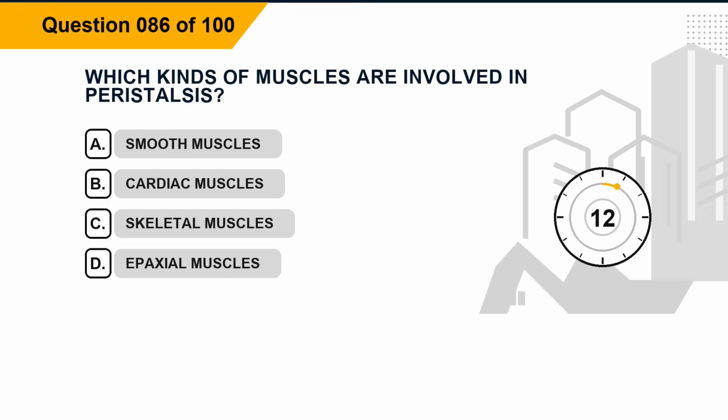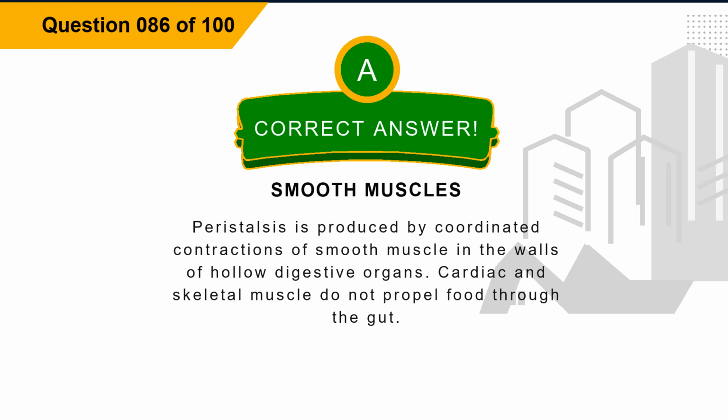Question 86. Which kinds of muscles are involved in peristalsis? Option A, smooth muscles. Option B, cardiac muscles. Option C, skeletal muscles. Option D, epaxial muscles. The correct answer is option A, smooth muscles. Explanation. Peristalsis is produced by coordinated contractions of smooth muscle in the walls of hollow digestive organs. Cardiac and skeletal muscle do not propel food through the gut.